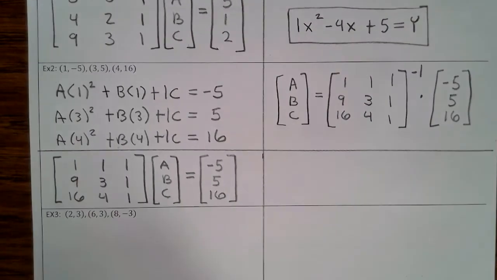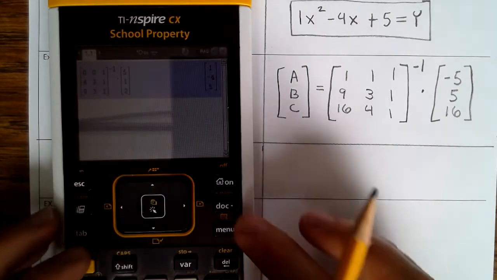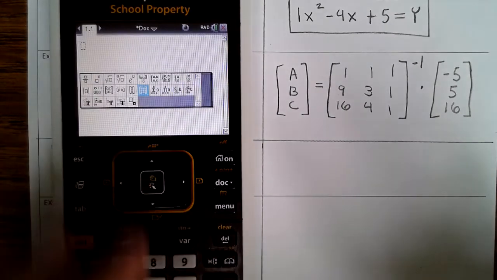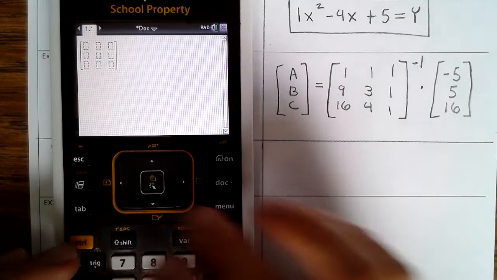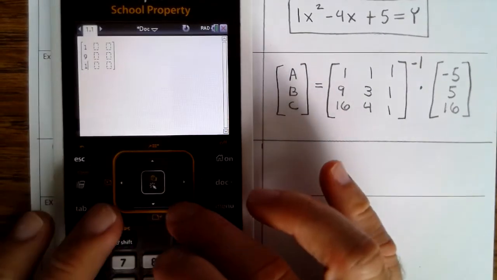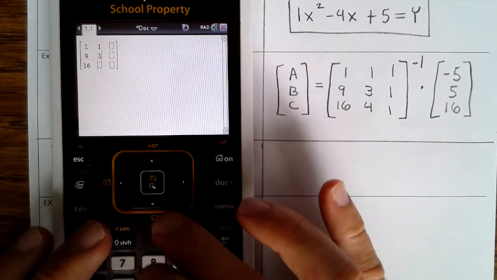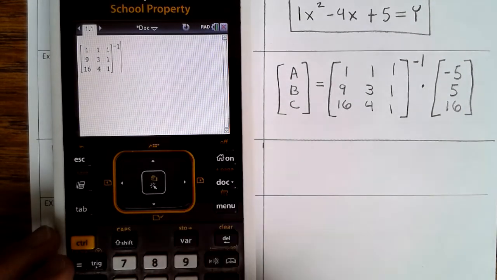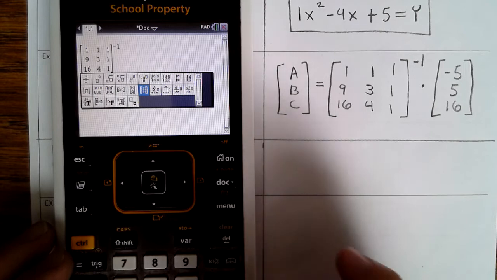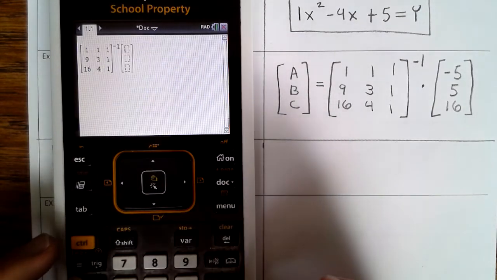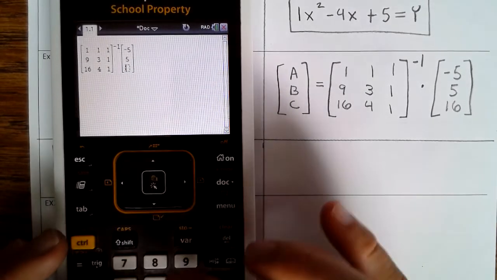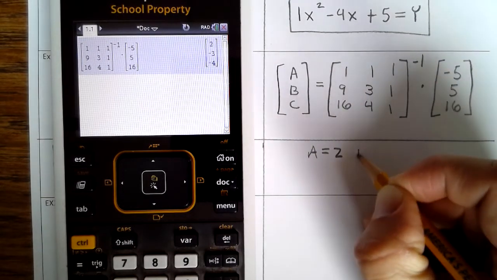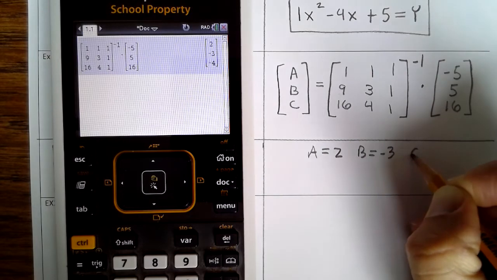Okay, so now we're going to plug it into our calculator. Okay, so on new document, no, add calculator. So matrix button. So 1, 9, 16, 1, 3, 4, 1, 1, 1. Click to the right. Up key, negative 1. Click to the right. Matrix button again. Instead of 3 by 3, it's 3 by 1. And then negative 5, 5, 16. So A equals 2, B equals negative 3, C equals negative 4.